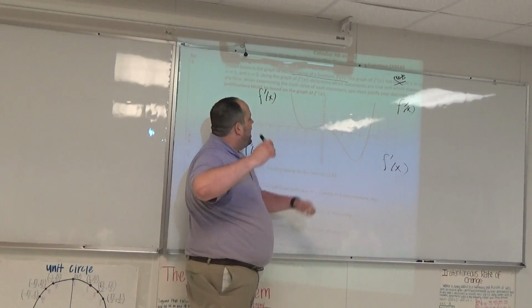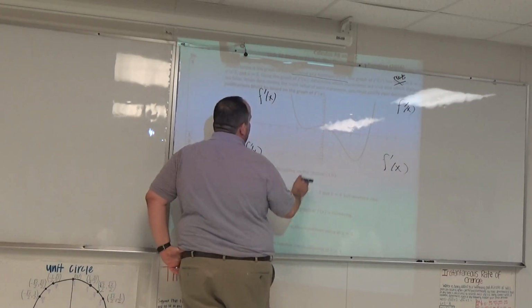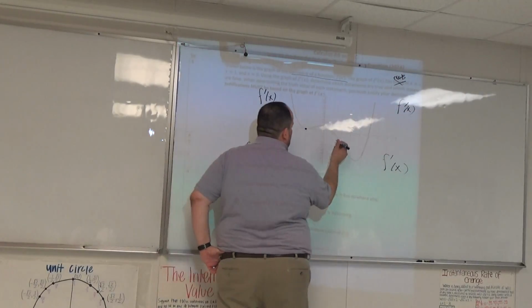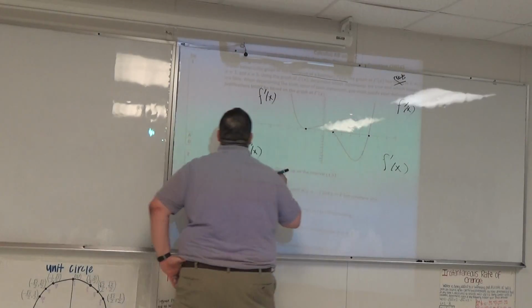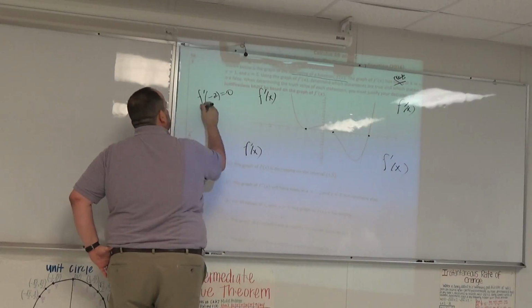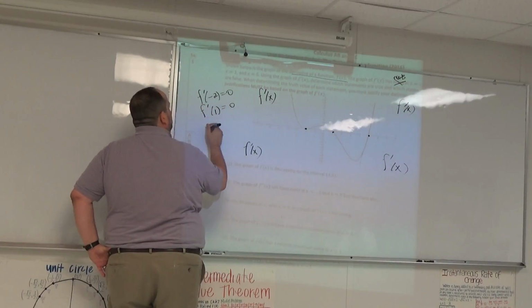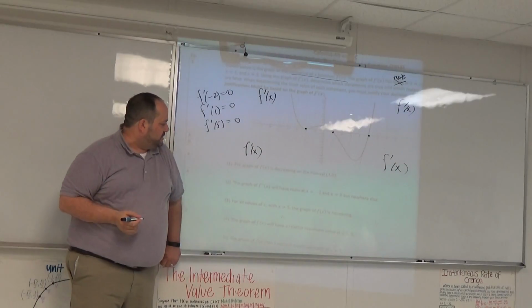Okay? Other things we know, what do we know? f prime has roots at -2, at x equals 1, and at x equals 5. Great. I can interpret that as f prime of -2 equals 0, f prime of 1 is equal to 0, and f prime of 5 is equal to 0.